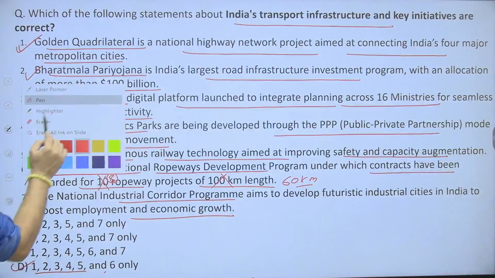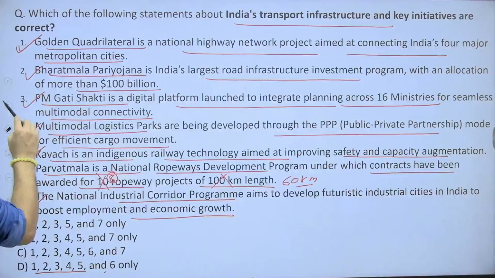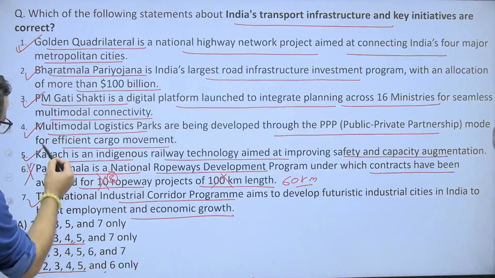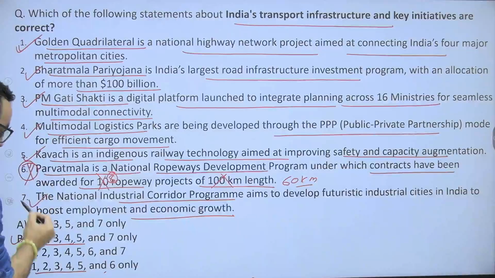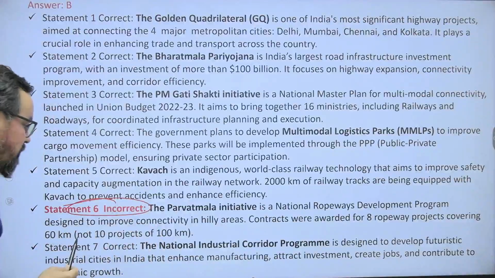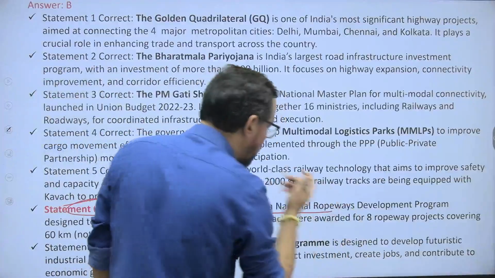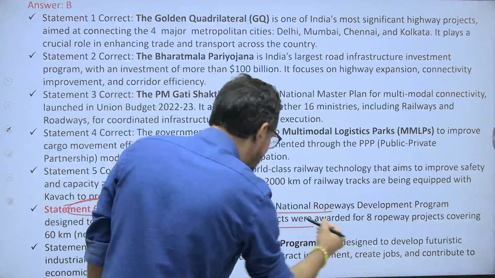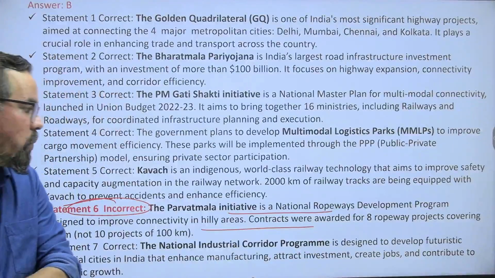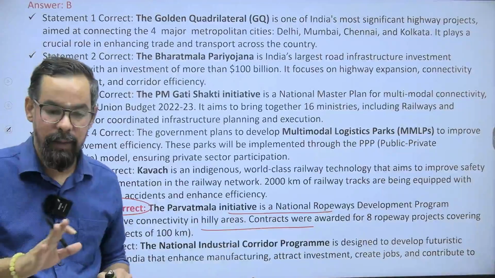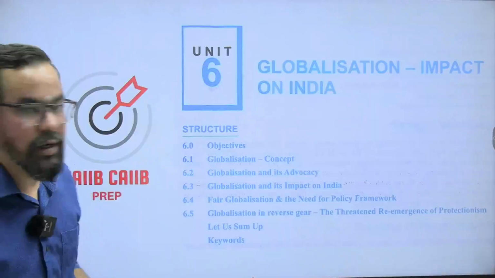Option B must be the right answer for this particular one. So what will be your correct answer? Option B: 1, 2, 3, 4, 5, and then 6 is wrong. Only that statement is wrong and 7 is correct. Statement 6 says the Parvatmala initiative is a national ropeway development program designed to improve connectivity in hilly areas, with 8 ropeway projects covering 60 kilometers. That was the only incorrect statement. Rest all are fine.